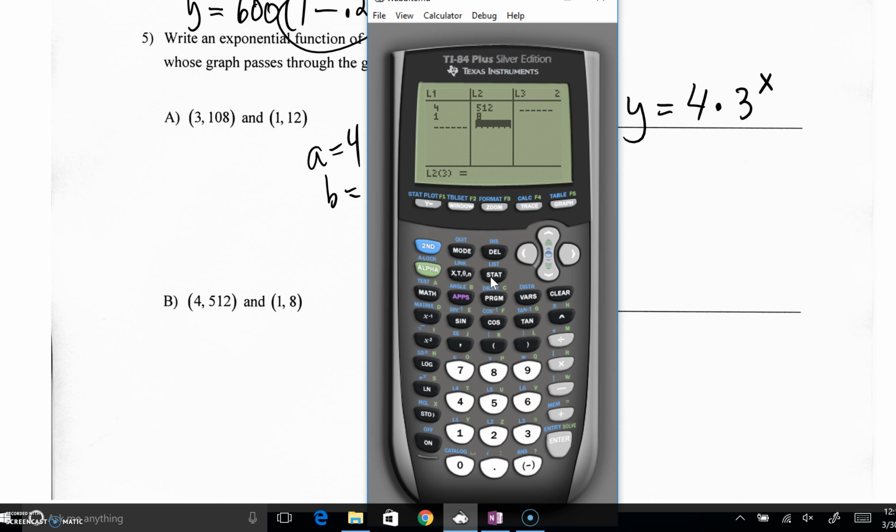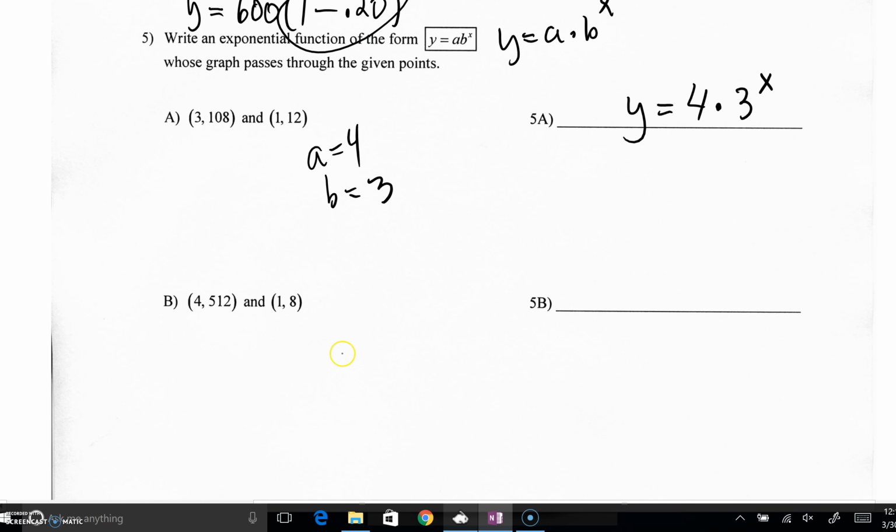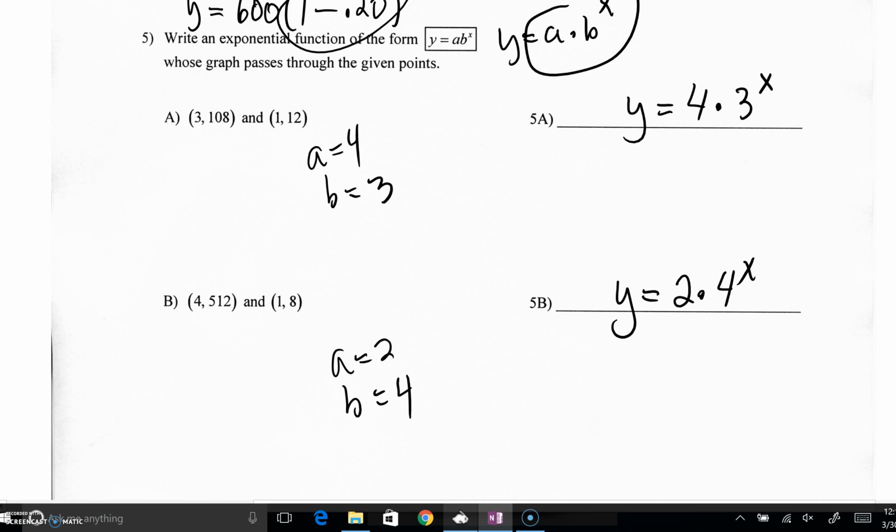All you have to do is hit Stat, Calculate, bring it down to number 10, exponential regression. You're going to have to hit Enter like 5 or 6 times real quick. This time you'll get a is equal to 2, b is equal to 4. That's not your answer, though. You write y is equal to 2 times 4 to the x, because it's a times b to the x. And then we're done.